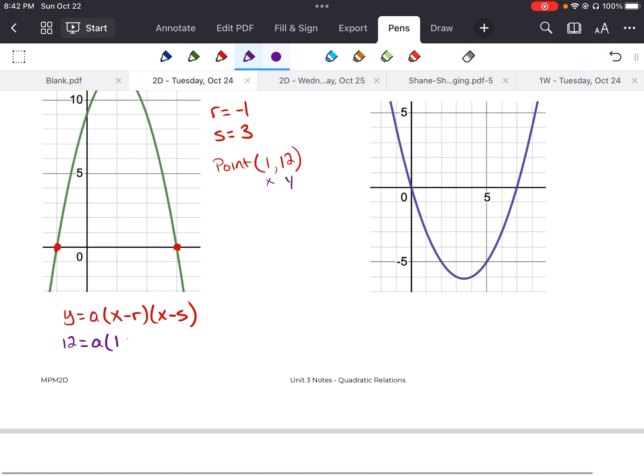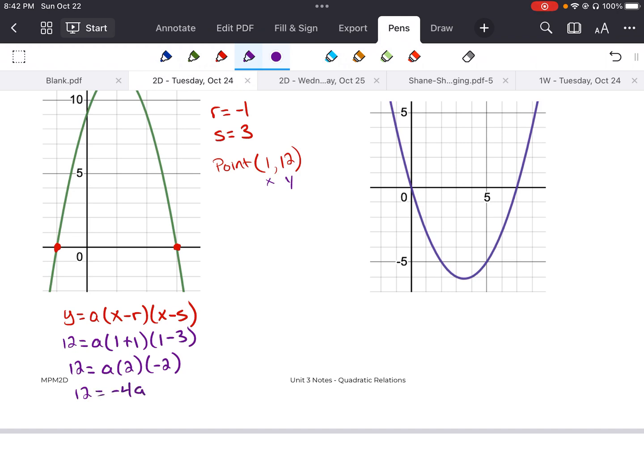All right, so we have 1 plus 1, because remember the r equals negative 1, it's the opposite in the brackets, and 1 minus 3. So we get 12 equals a times 2 times negative 2. So 12 equals negative 4a. And we're going to divide both sides by negative 4. So a equals negative 3. Therefore, the equation is y equals negative 3, x plus 1, x minus 3.